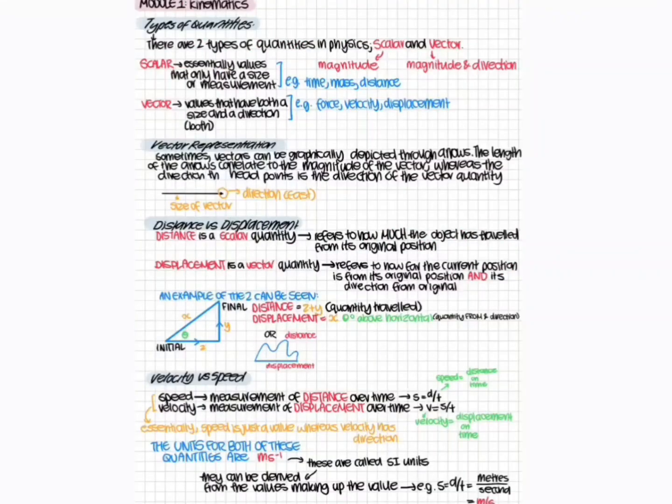Okay, so let's jump into the content. In physics, there are 2 major types of quantities, scalar and vector quantities. Scalar quantities are quantities that have only a magnitude. However, vector quantities are quantities that have both a magnitude and a direction. For example, let's go on to the next page.